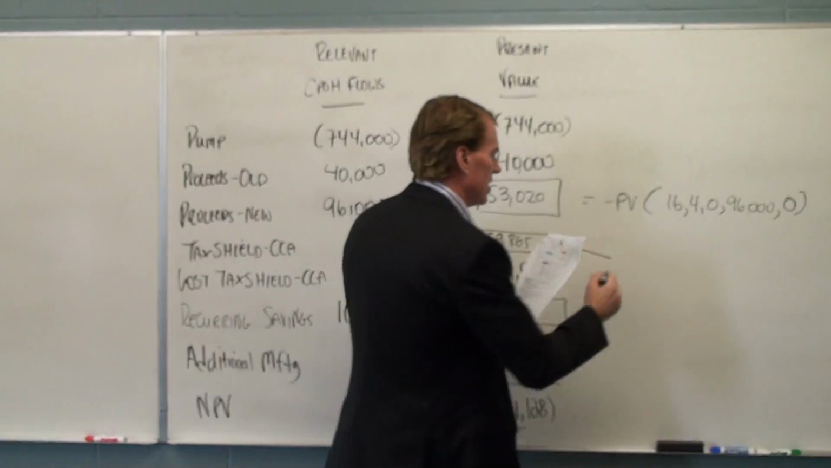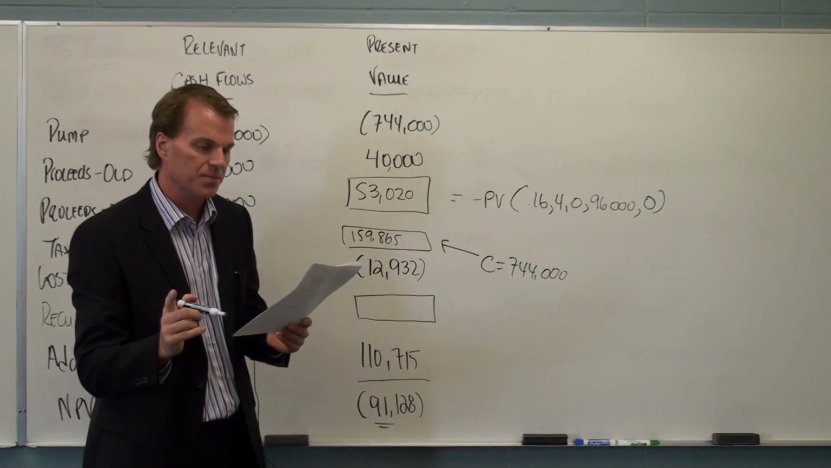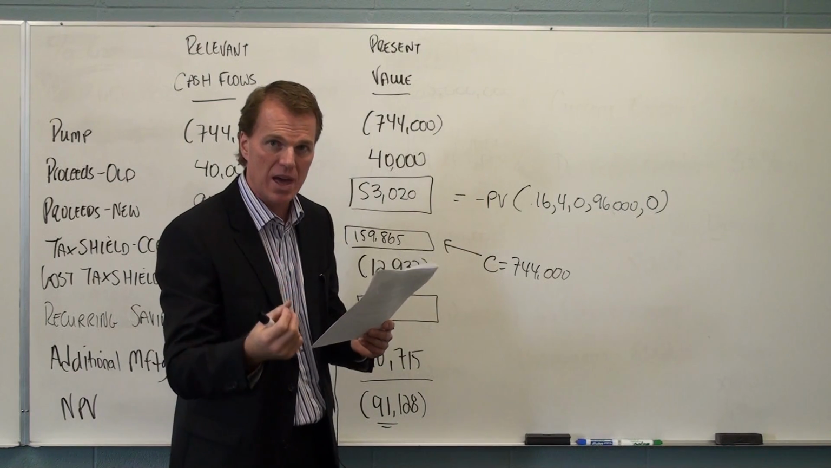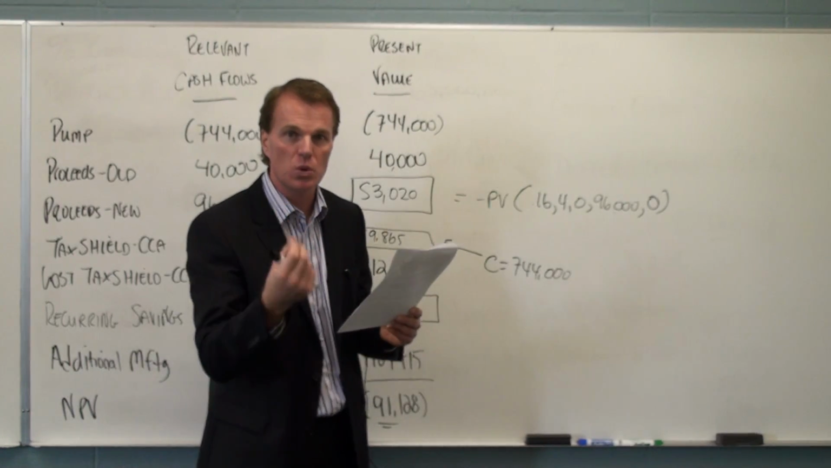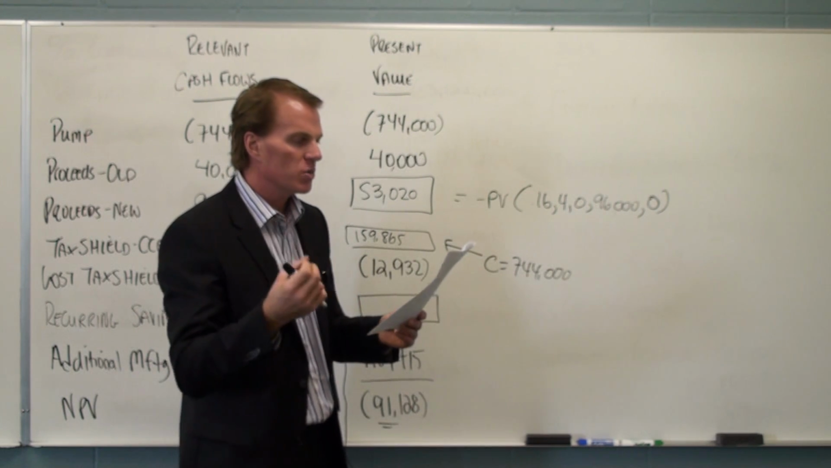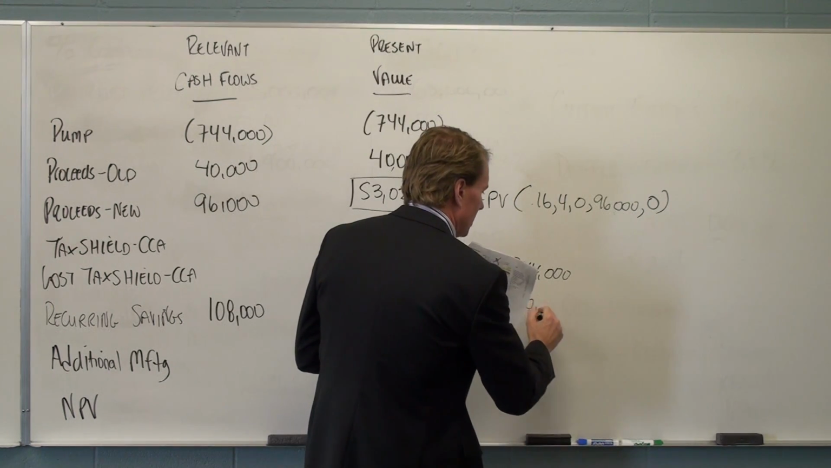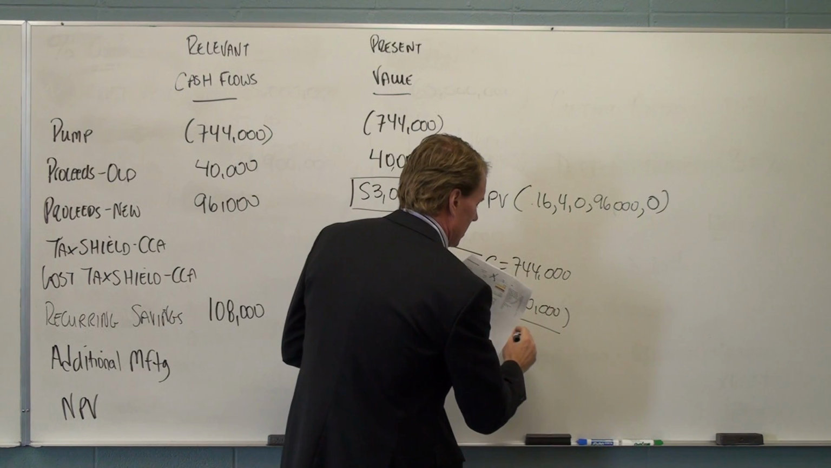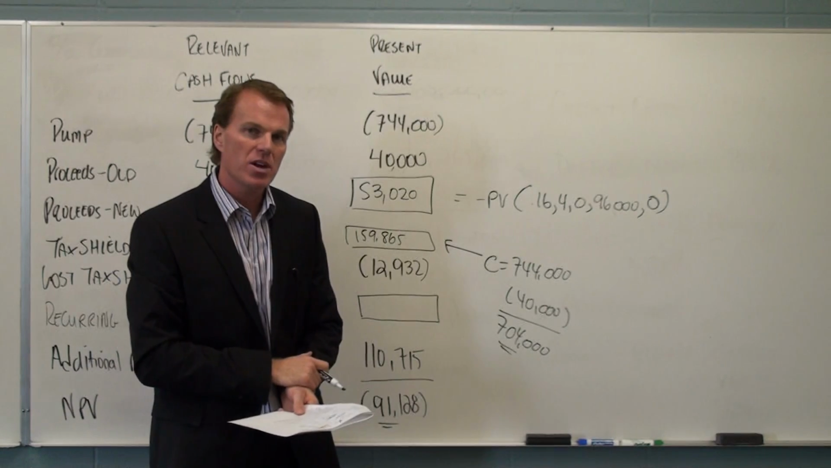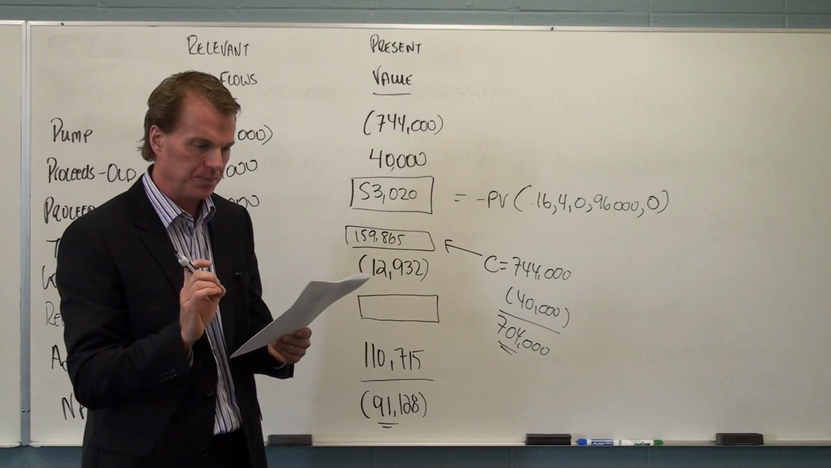A lot of people will say that the C is equal to 744,000. That's wrong. It's the net amount that you actually have to spend because it's what goes into the pool of assets. So you're going to spend 744,000, but you're going to receive 40,000 back from the sale of the old pump. So your cost then, your net cost, is 704,000. So that's the tricky area. You have to pay close attention to the 704. That is the correct amount.